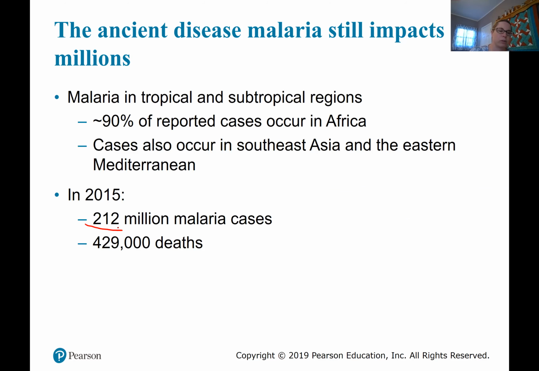2015 saw 212 million cases and 429 deaths. And if you've been following the coronavirus thing, one of the medications that they're promoting to perhaps treat the coronavirus is actually an anti-malarial drug. So there's kind of a tie in there.